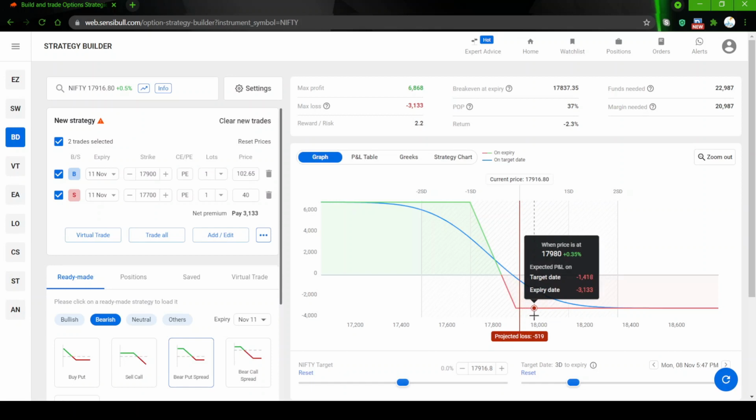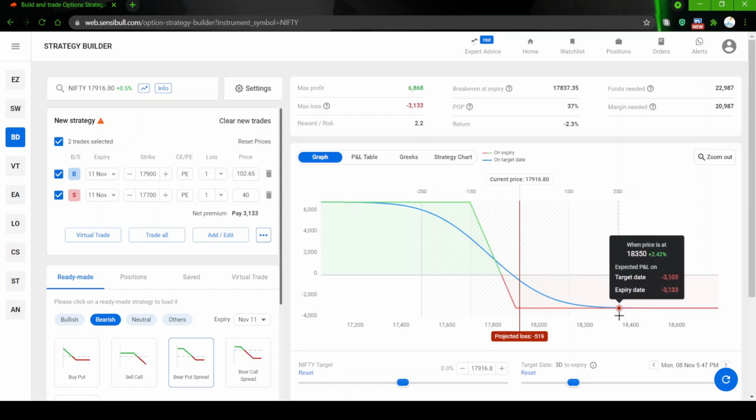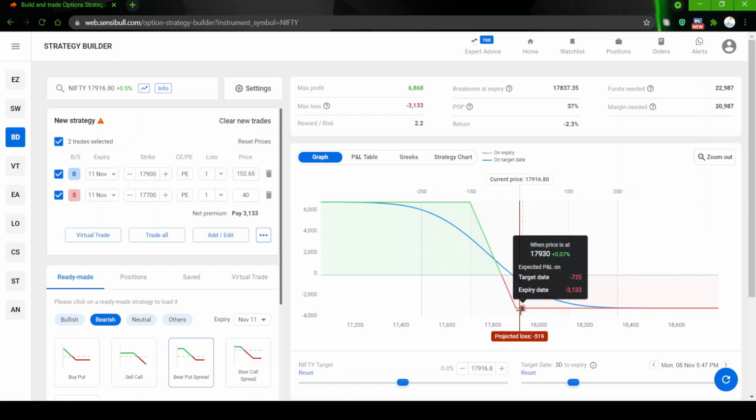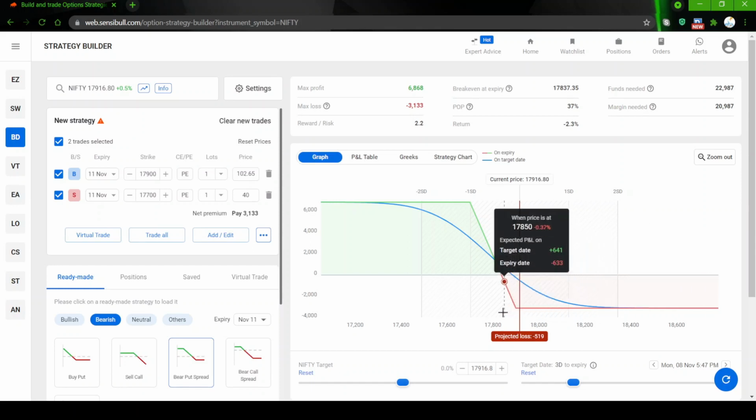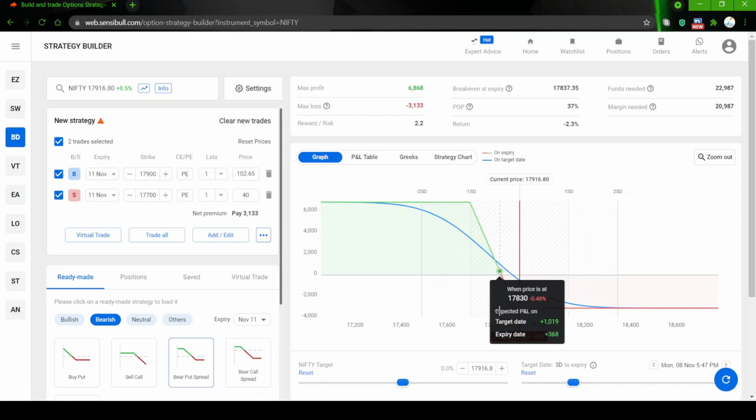So when the market continues to go up, we are not losing any additional money, right? Our maximum loss is fixed at 3,133. You can see even if the market goes to 18,500, our maximum loss is fixed at 3,133 only. If the market goes down as per the view, the market needs to go down to 17,837 before the expiry. If it expires at 17,837, we don't make any money, we don't lose any money. We are at break even.